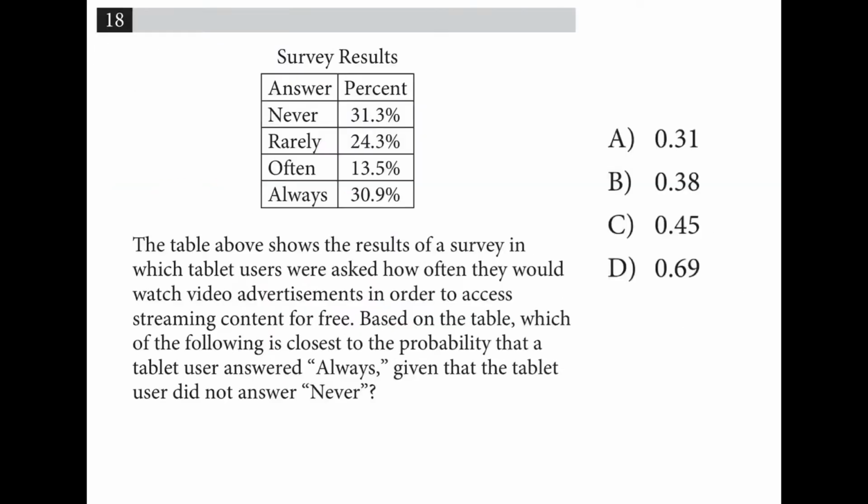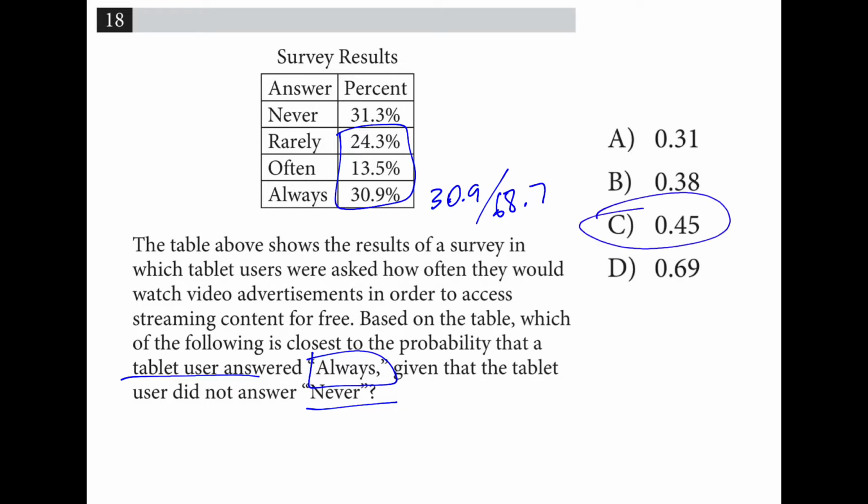65. Based on the table, which of the following is closest to the probability that a tablet user answered always, given that the tablet user did not answer never? So that is this 30.9 over these three put together, which is a total of 68.7. And this is about 45% or 0.45.